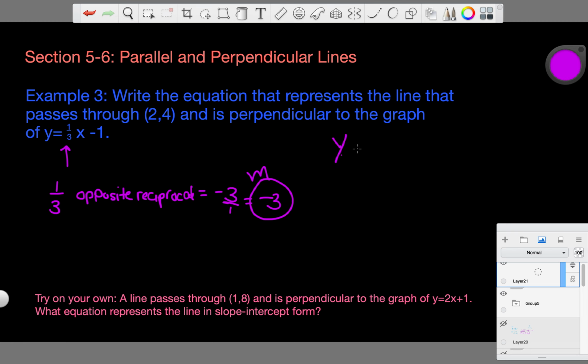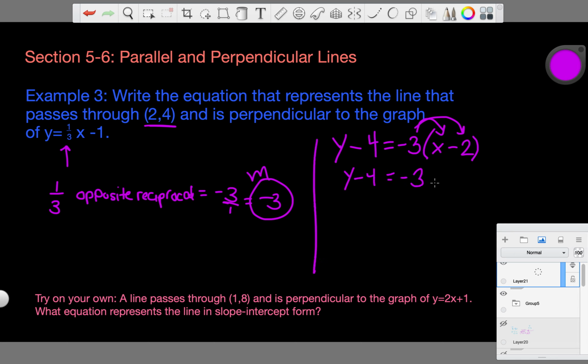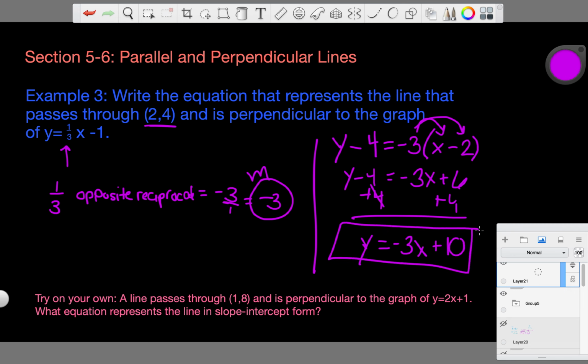So we get y minus y1, which is 4, equals -3 times x minus 2. This x and this y come from the coordinate point that was given. Now I can distribute and simplify to get y alone. So we get y minus 4 equals -3x plus 6, add my 4, and we get that y equals -3x plus 10. And this is my equation in slope-intercept form.